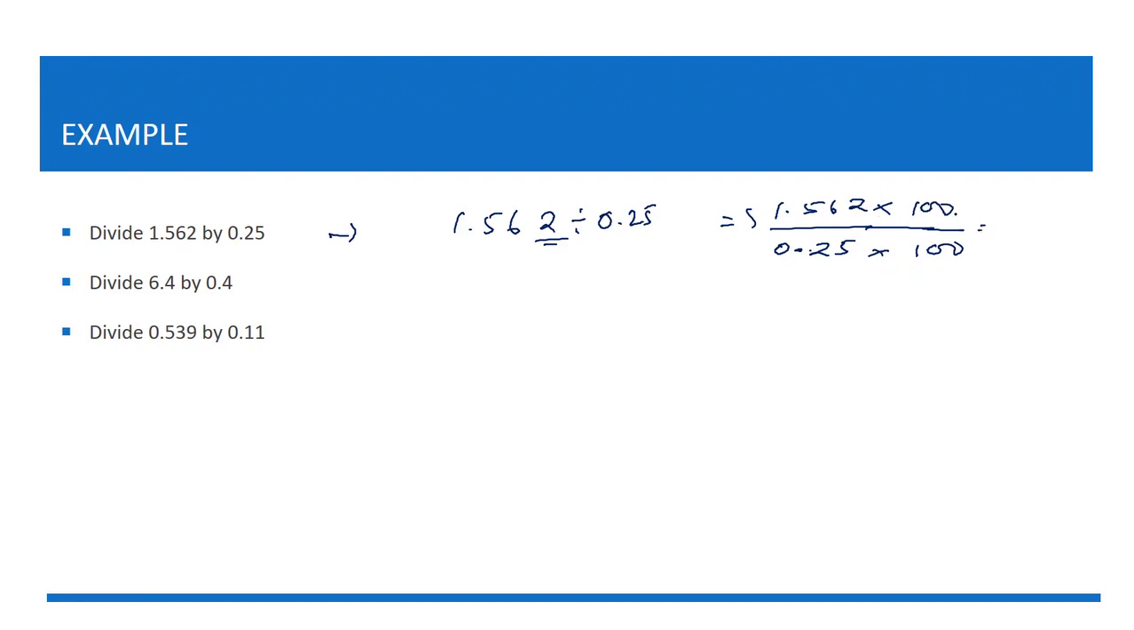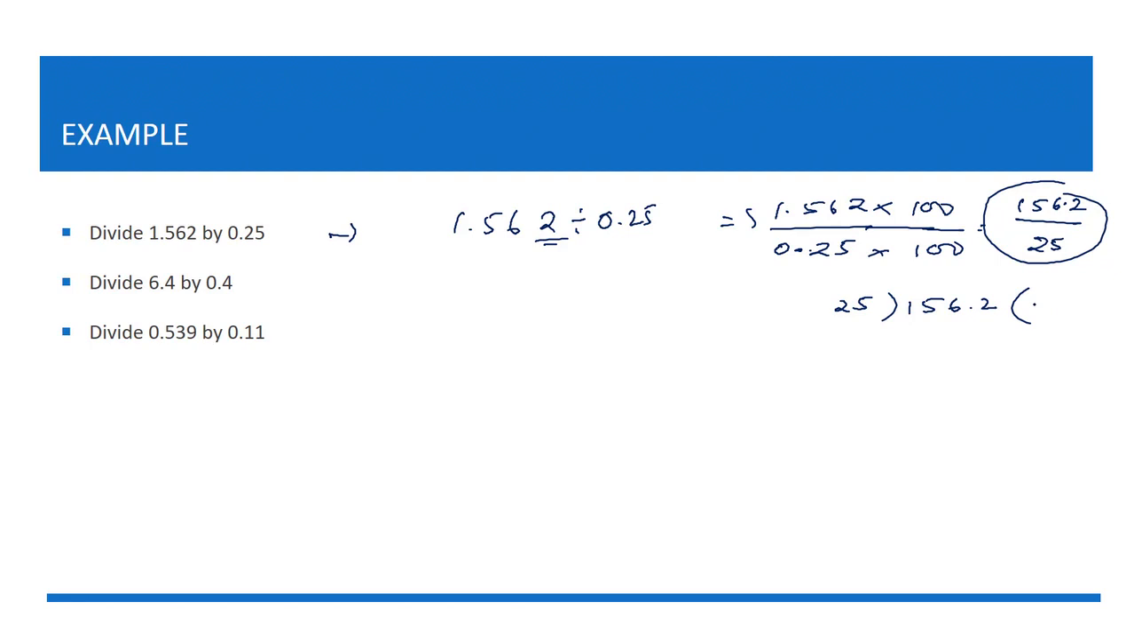Now, you know multiplication of decimals, you move the point that side. 1.562 into 100 becomes 156.2, and 0.25 into 100 becomes 25. Now you are supposed to divide 156.2 by 25, and you will get the answer. Let us check that. I will write here only: 156.2 divided by 25. Let me start dividing.